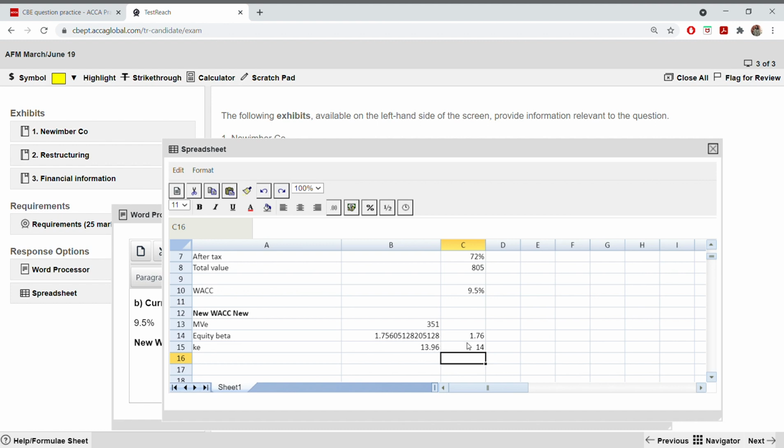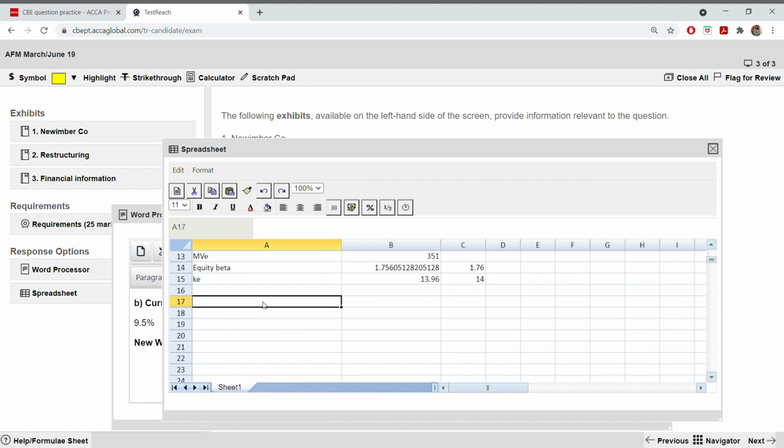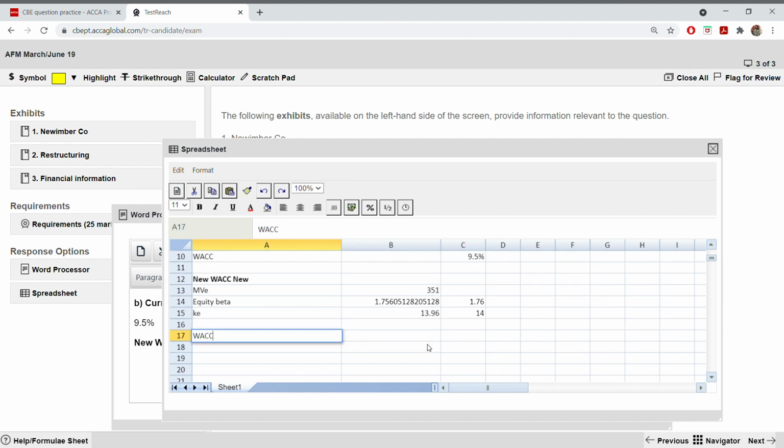Now once you find the cost of equity, you can find the WACC. Because you have cost of equity, market value of equity, cost of debt, market value of debt, and after tax. All these things you need to find WACC. Now enter equal to. Market value of equity multiply by cost of equity. Don't forget to take this as a percentage.